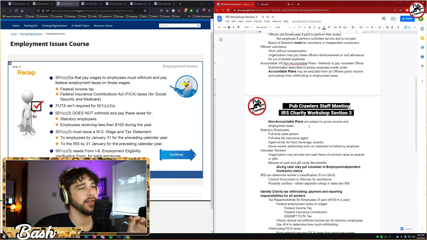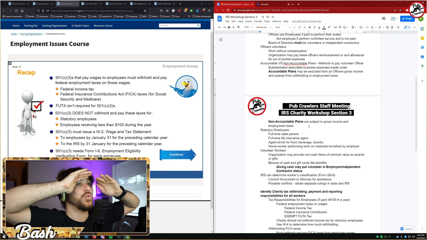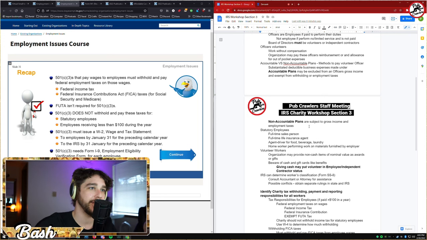Before we move on, because there was a separate thing where it specifically called out what the definition of a statutory employee is, and those were the full-time salesperson, full-time life insurance agent, agent driver for food, beverage, or laundry, or the home worker performing work on materials furnished by the employer.